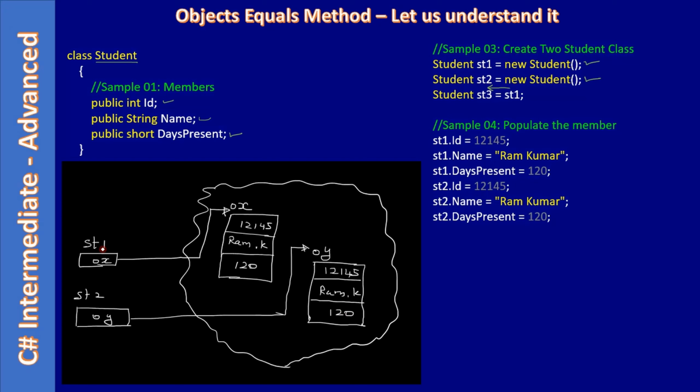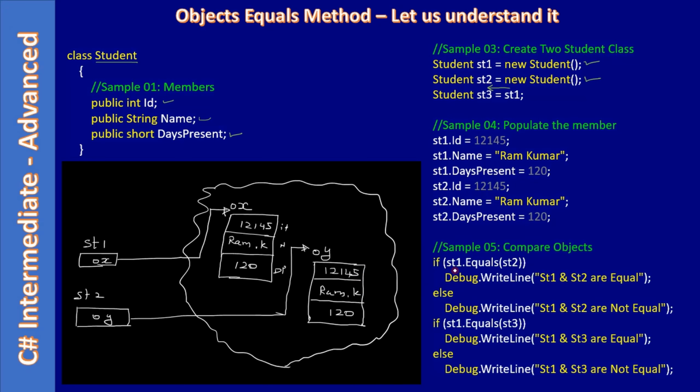Through these addresses, we are saying st1.id equals 12145. That means 12145 will not get stored here. This is just an address location, and we go there using the dot operator. We reach the address location in the heap, then go to the specific compartment that denotes ID, name, and days present. So we populate these cells. Next, we are making use of the Equals method.